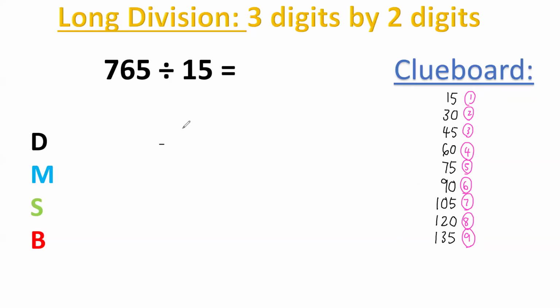So we'll start with the first question. So 765 divided by 15. So I need to place it out for me. So it would be 765, and we are dividing it by the number 15.